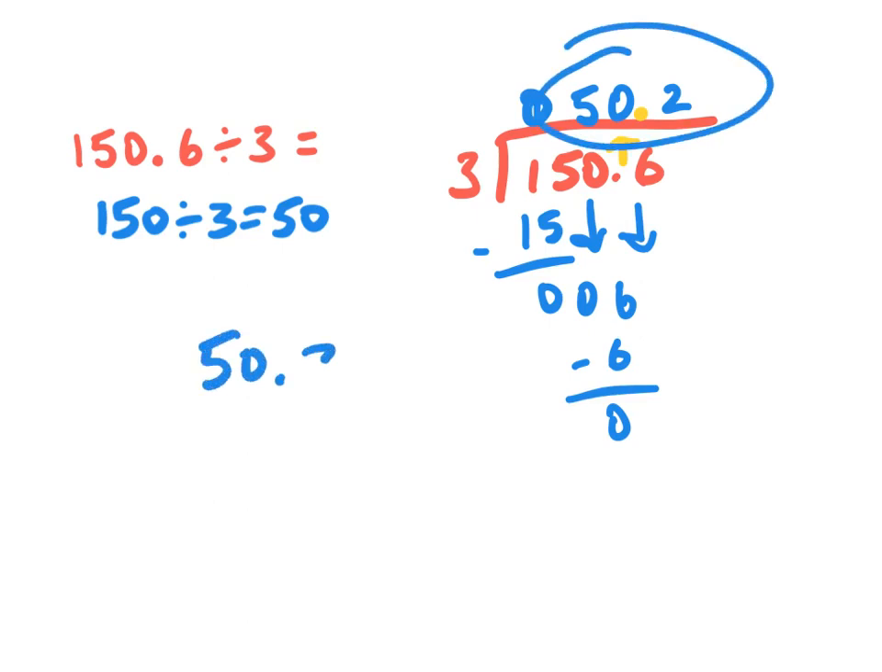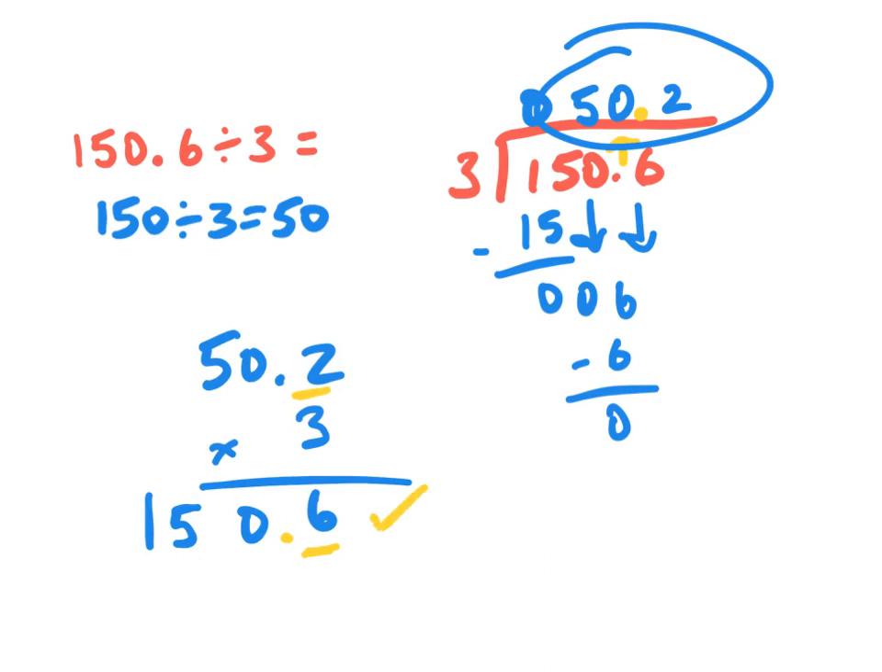If I wanted to do a quick inverse operation, 50 and 2/10 times 3, I want to make sure that this gets us back to 150.6. See, 3 times 2 is 6. 3 times 0 is 0. 3 times 5 is 15. I have one digit after the decimal, so I need to do that in my answer as well, and I got back to 150 and 6/10, so this checks out.